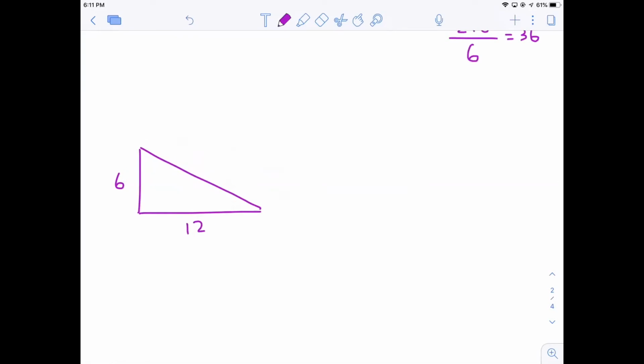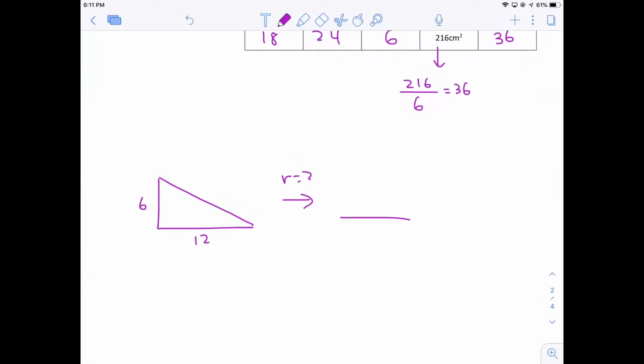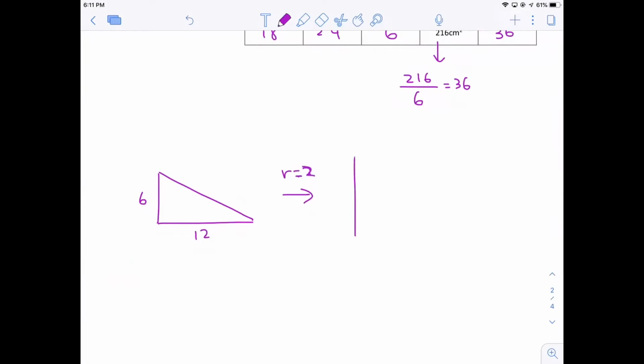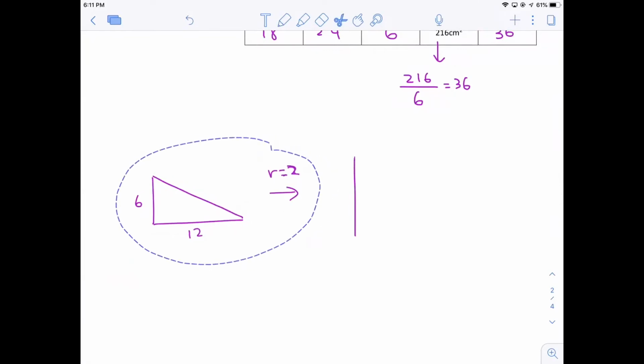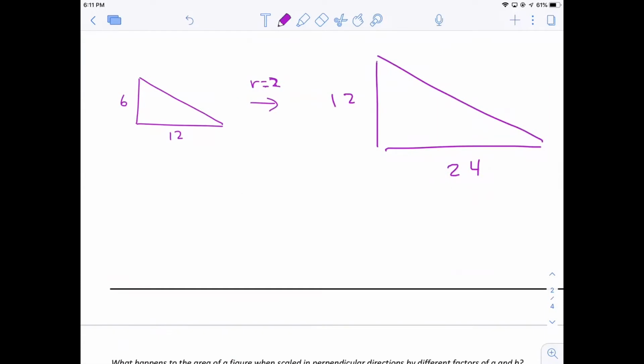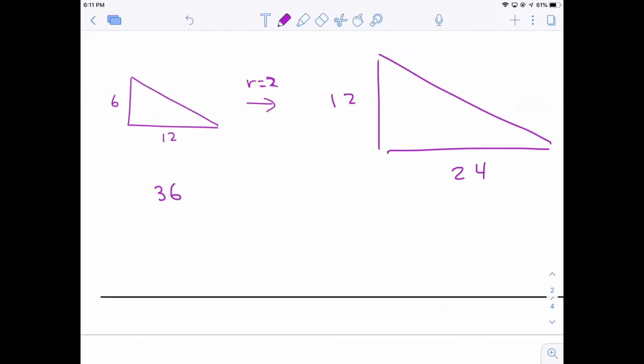Right? When we scaled by a factor of 2, we scaled all side lengths by a factor of 2. So when we scaled by a factor of 2, it became something like this, 24 and 12. Right? So the area is going to be multiplied by a factor of r squared, or 4. So the area of this guy is 36. 36 times 4, the area of this guy would be 144.